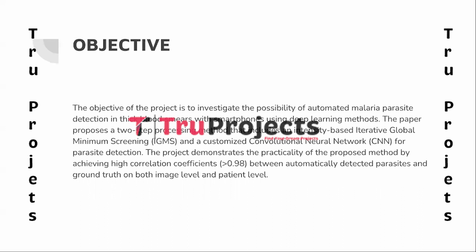This project introduced a two-step processing approach comprising an intensity-based iterative global minimum screening and a customized convolutional neural network specifically designed for parasite detection. The study showcases the effectiveness of the method by achieving a strong correlation coefficient between automatically detected parasites and the ground truth, at both the image level and the patient level. These results highlight the practicality and reliability of the proposed approach for accurate malaria parasite detection.